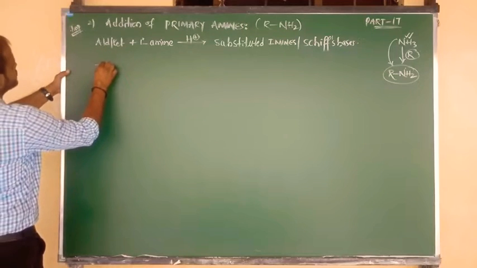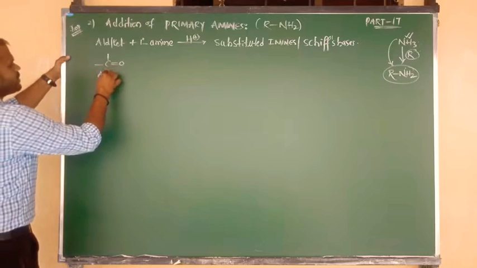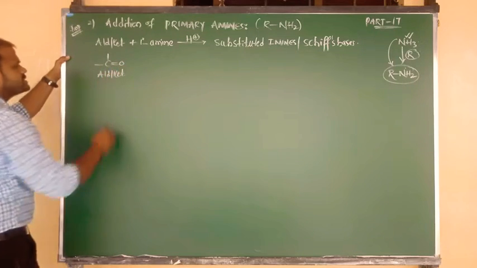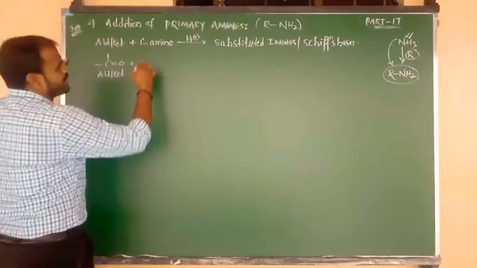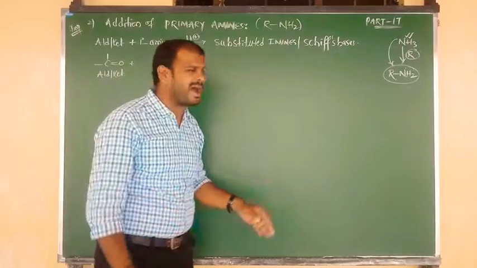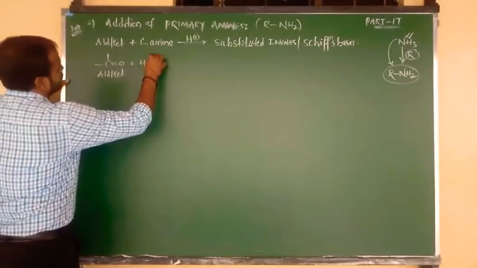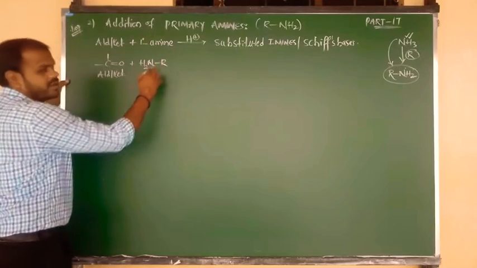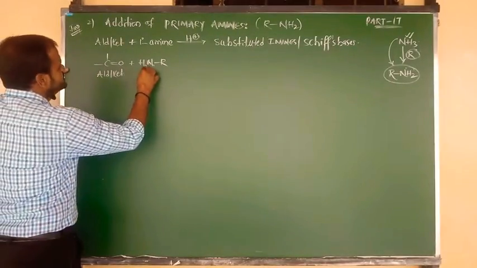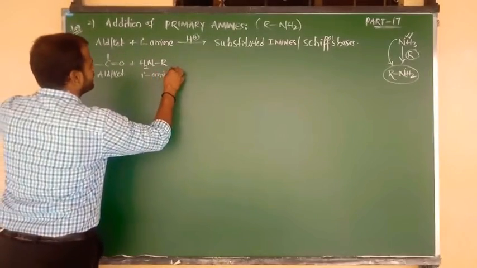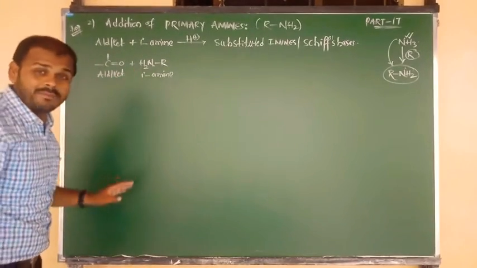Aldehydes and ketones both are carbonyl compounds. So this is the formula of the carbonyl group, the common formula of aldehydes and ketones. They undergo addition with primary amine. What is the formula of primary amine? R-NH2, and also we can say H2N bonded to R. No problem. It is also primary amine.